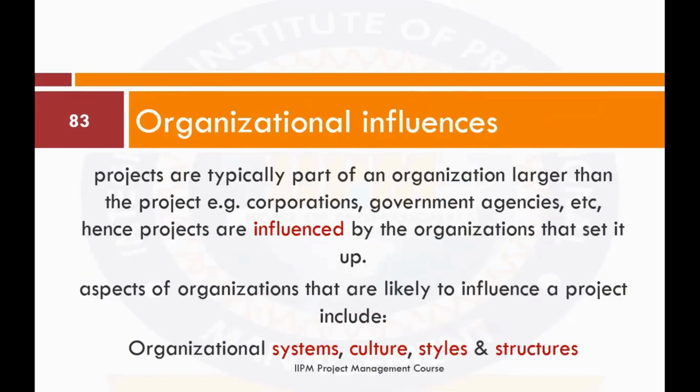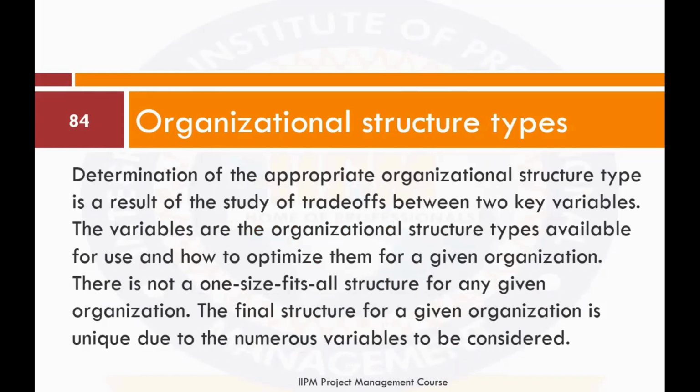Now let's quickly look at organizational influences on projects. Projects are affected by organizational influences such as the systems, the culture, the styles, and the structures. Now let's look at what we have here. When we talk about structure types, just like we said in the management elements and the administrative framework, we might not have a one-size-fits-all kind of structure, but we all need to find the most appropriate structure that fits our organization.